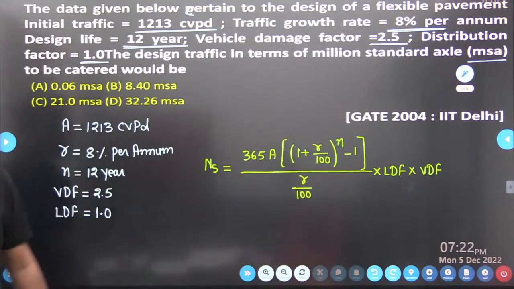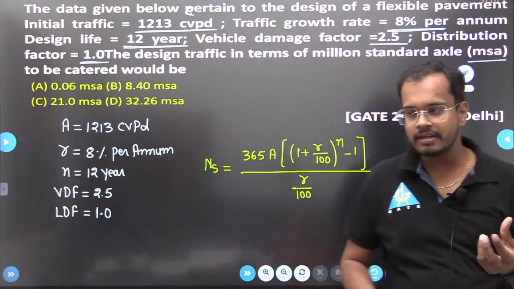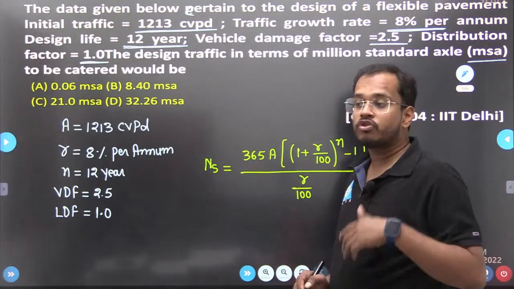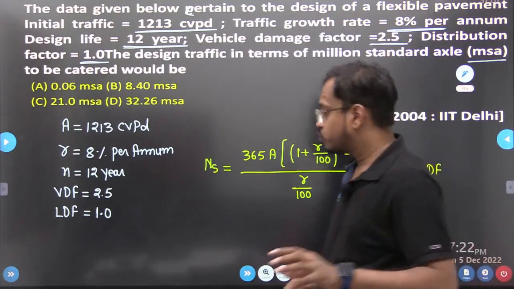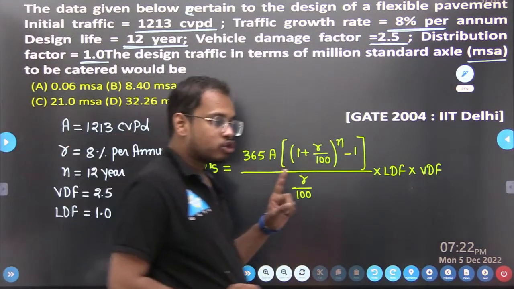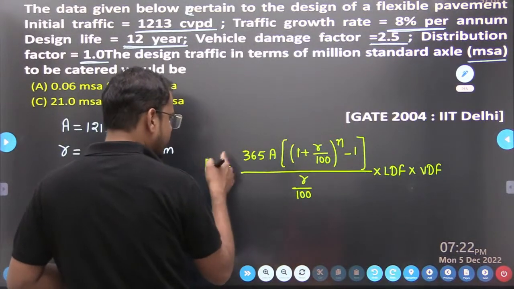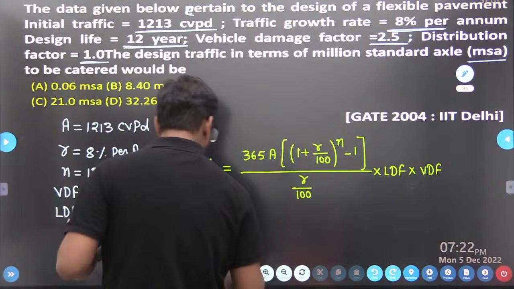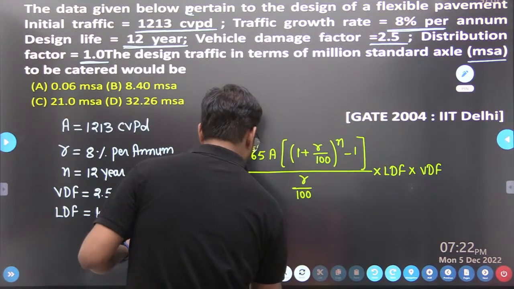Now you put the value here and get the value of NS, that means number of cumulative standard axle, in terms of million. Am I right? So million, that means 10 lakh, is equal to 1 million, that means 10^6. Now you put the value, each and every data is directly given in the question. So if you put the value, 365A, what is the value of A?